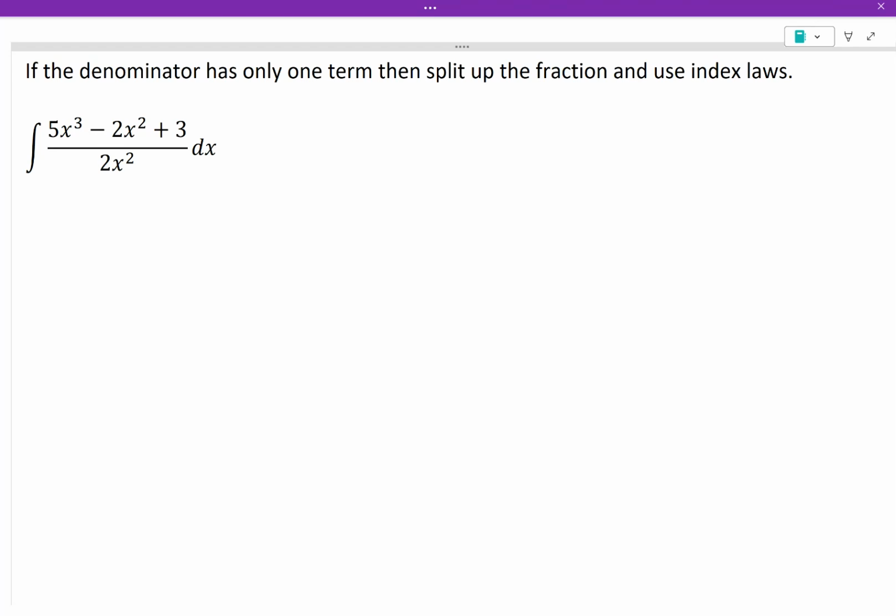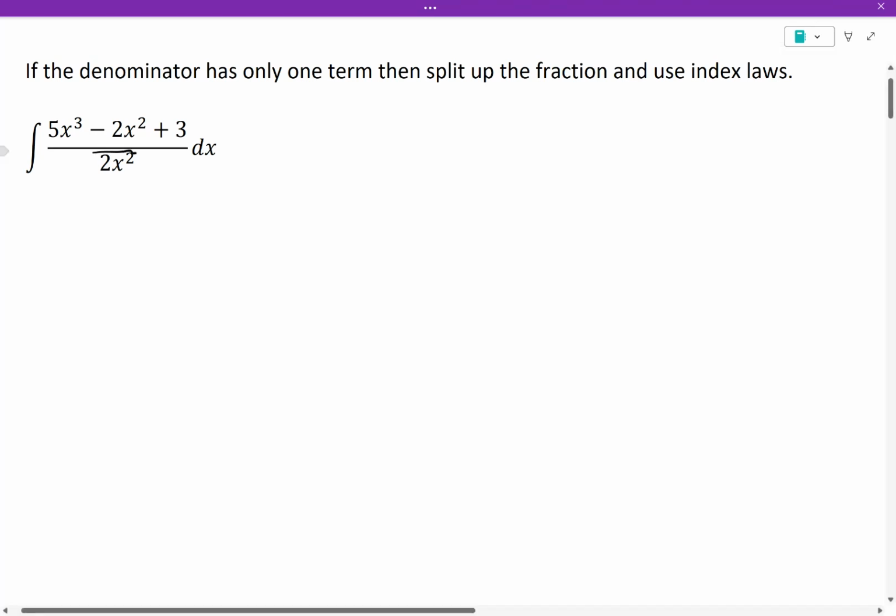Okay, it's where we have a fraction and there's only one term in the denominator. You see here we've got 2x squared. It's not 2x squared plus something else. Okay, we've just got one single term in that denominator. Now, something quite convenient to do in this scenario is to split this fraction up, in this case into three separate fractions, because we have three terms in our numerator.